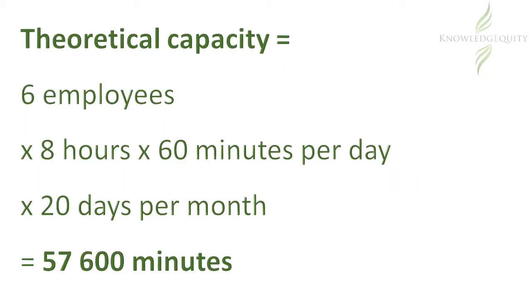For example, our company's sales administration team consists of 6 full-time employees working 20 8-hour days per month. This gives us a theoretical capacity of 6 employees times 20 times 8 times 60 equals 57,600 minutes.